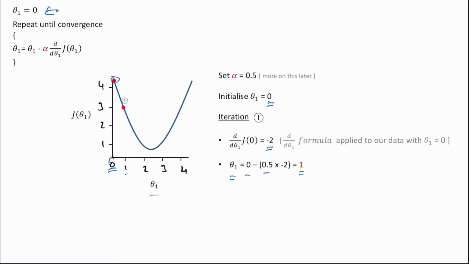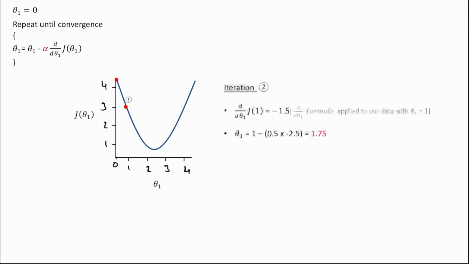We can see now that it's getting closer towards our minimum here. So let's go through a next iteration. On the second iteration, we find that the derivative at theta 1 equals 1 was minus 1.5. Then we update theta 1 by doing theta 1 equals 1. Remember, it was 1 from the previous iteration. And then we apply the formula, so we do minus alpha times minus 1.5, sorry, it should be the value of this, and we get a value of 1.75. So theta 1 now moves to 1.75. So you can see that.